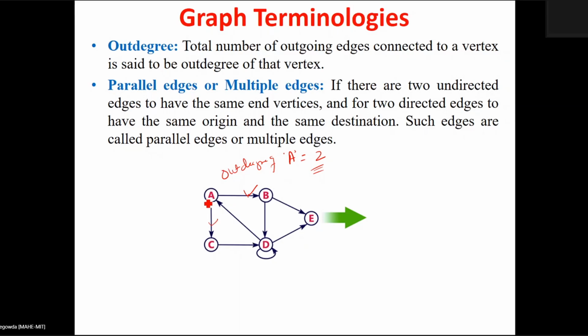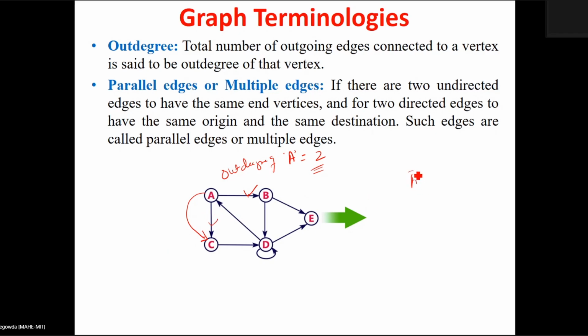Let us see here. I have an edge from A to C. I can have one more edge which originates at E and terminates at C, so that A and C, the vertices, have two parallel edges. Multiple edges are also possible. This is one example of parallel edges.